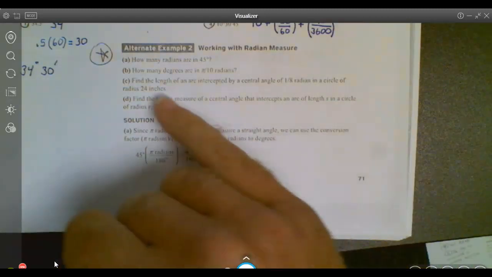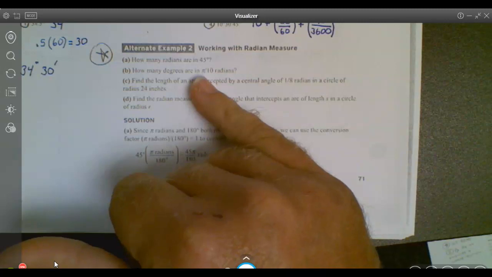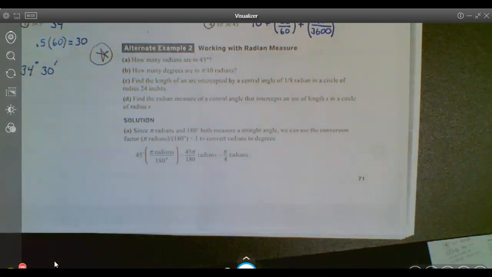A couple other things. So if we were going to do pi over 10 radians, convert that to degrees, well, now we would just multiply by 180 over pi. And then we just simplify that. And obviously when you do that, the pi's cancel. And we'll look at that on the next page.